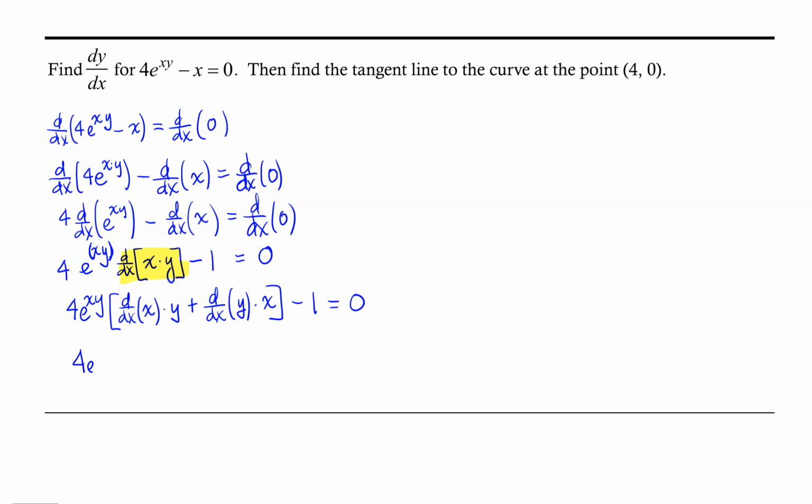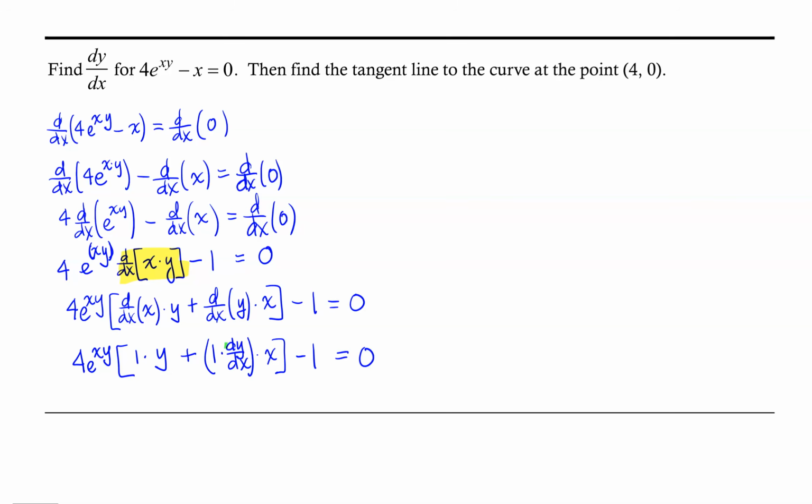So now we have 4 times e to the xy, and inside our brackets here we have the derivative with respect to x of x. That is 1. So we have 1 times y plus, now we're taking the derivative of y with respect to x. So the derivative of y is going to be 1, but because we're doing that derivative with respect to x, by the chain rule, we need a dy/dx. So we have 1 times dy/dx for the derivative of y times x minus 1 equals 0.